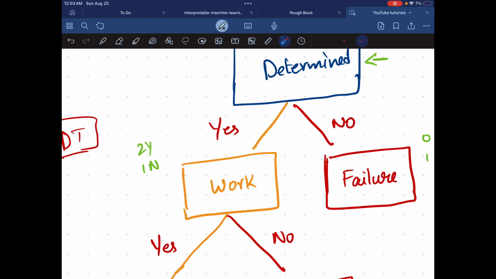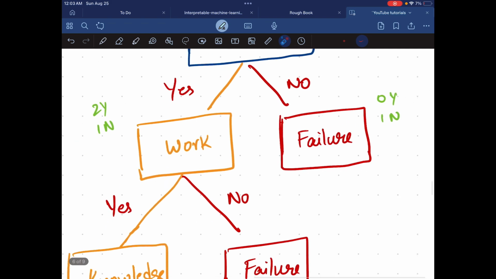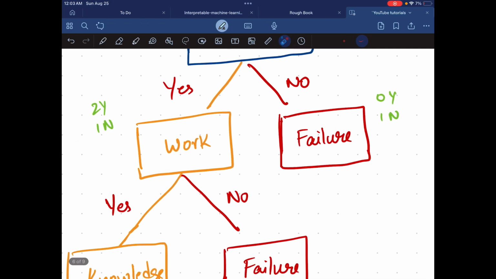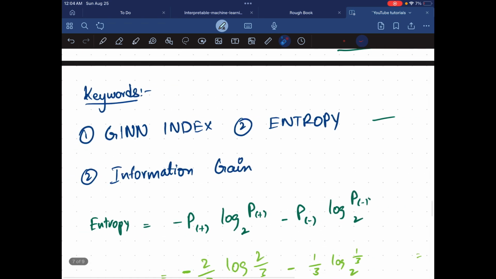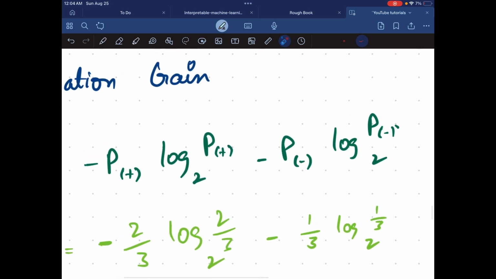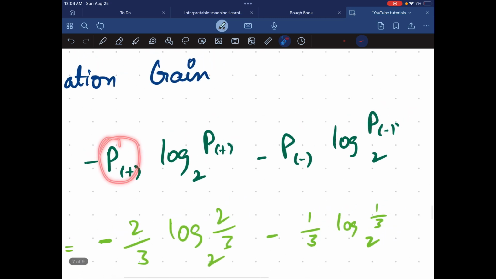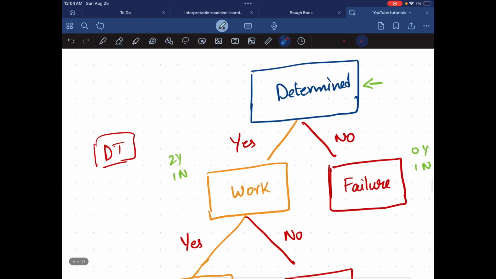So you need to come up with a numeric value for how impure this split is, and how pure this split is. For that you need some metrics. One is Gini index, another is entropy. Let me introduce entropy first and then we'll go to Gini index. Entropy is given by this formula: probability of the first class multiplied by logarithm of probability base 2, plus the same for the second class. Let me show you with the example here.